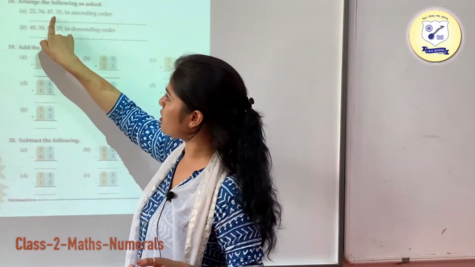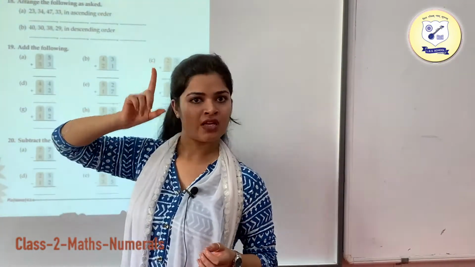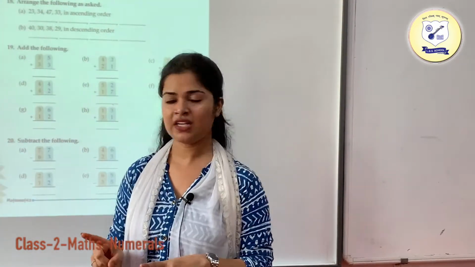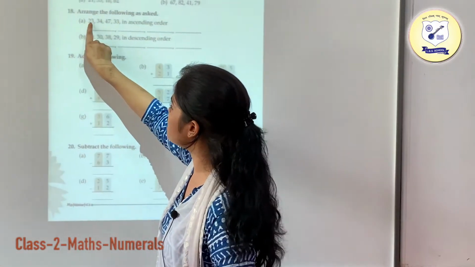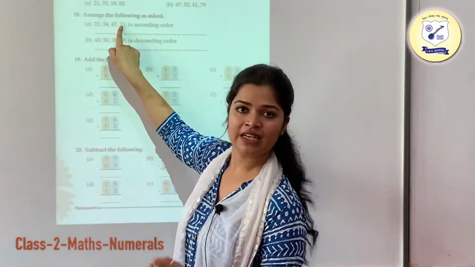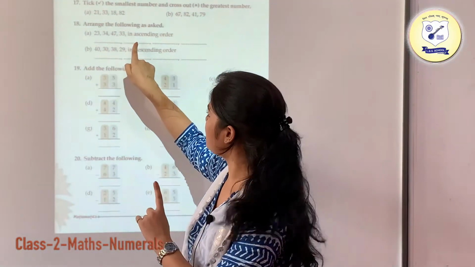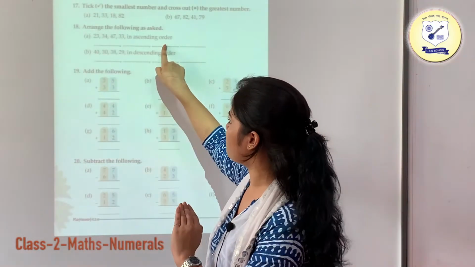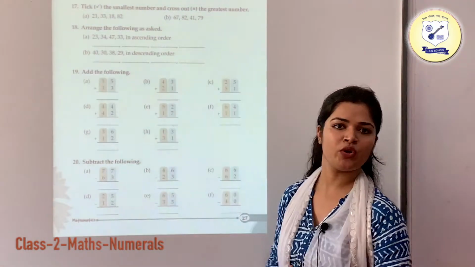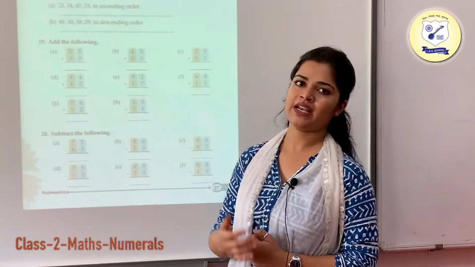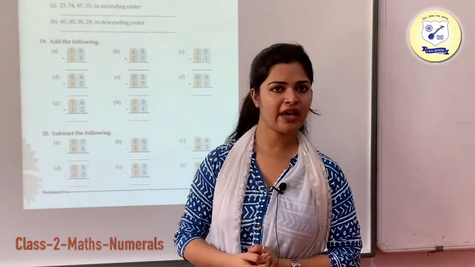So just have a look at the numbers which are 23, 34, 47 and 33. Okay, so we are just going to arrange them. First of all, the smallest number is 23, so we are just going to write 23. After that, we are having 33, which is your second number. After that, the next greater number is 34, and after that 47 is going to be your largest number. So we have arranged them in the sequence of ascending order. Just do the second one by yourself.